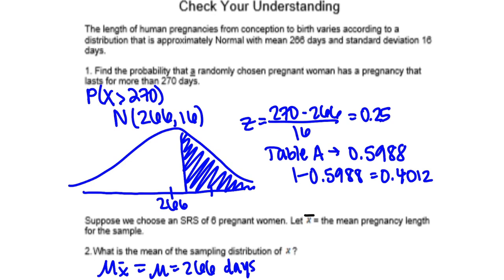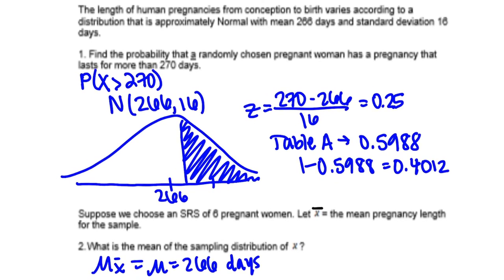So the probability that a randomly chosen pregnant woman has a pregnancy more than 270 days. And this data is what this problem says, and the data we used in our midterm review was from other data. It's probably just different years, different lengths, but 266 is the average here, with standard deviation 16. I think this one's kind of old.